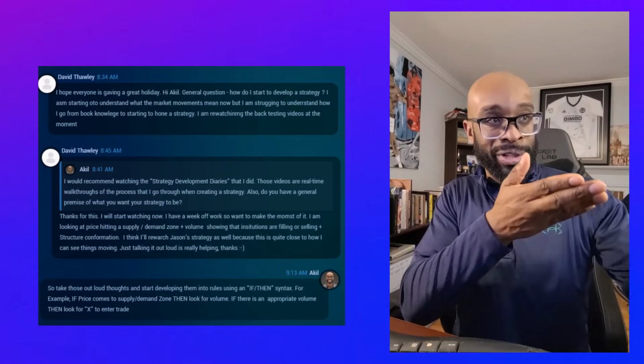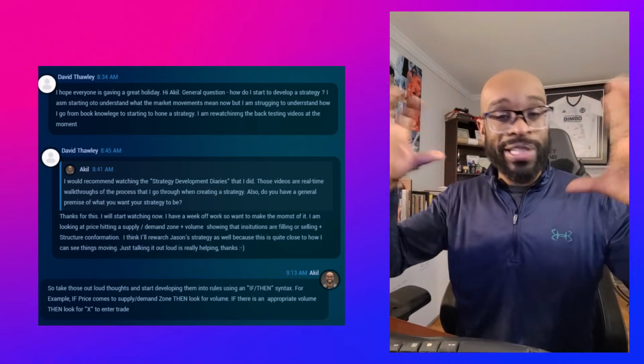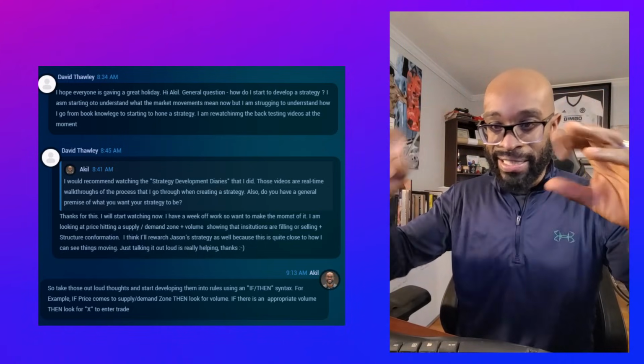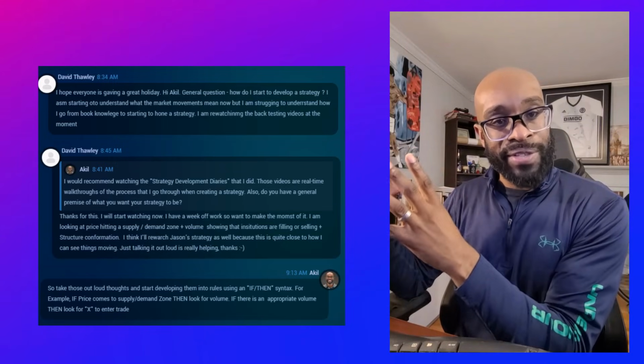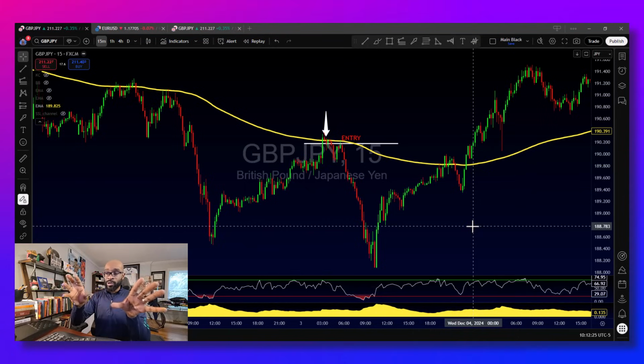And the if-then syntax behind them, I was just working with a trader on the platform who is going through strategy development. He has all these ideas, and we'll take these ideas and put them into something called the if-then syntax, and that's step 1 of creating trading rules. So if we were creating trading rules for this, the if-then syntax would look like this.